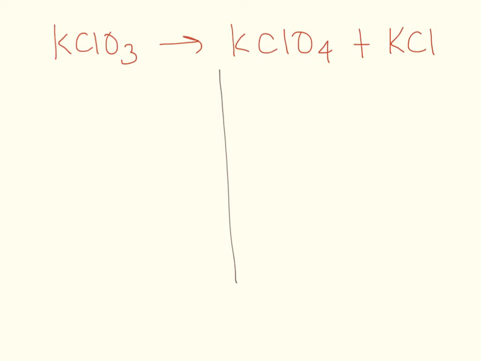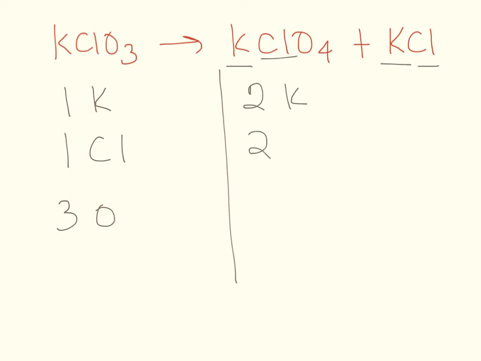So let's take a look at a little bit more complicated question. So we have KClO3, and that will dissociate to become KClO4 plus KCl. Okay, so what we have here, we're going to do exactly the same thing. We're going to count every element that we have on each side. So I have 1 potassium on this side, I have 1 chlorine, and I have 3 oxygens. On this side, we've got 2 potassium, I have 2 chlorine, okay, and I have 4 oxygen.